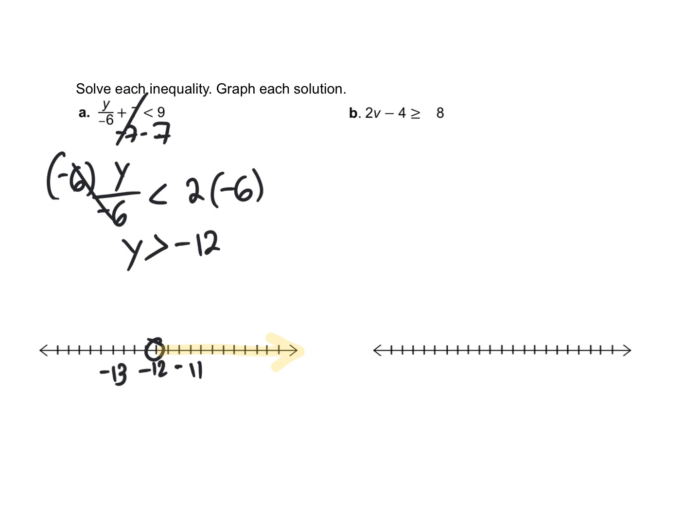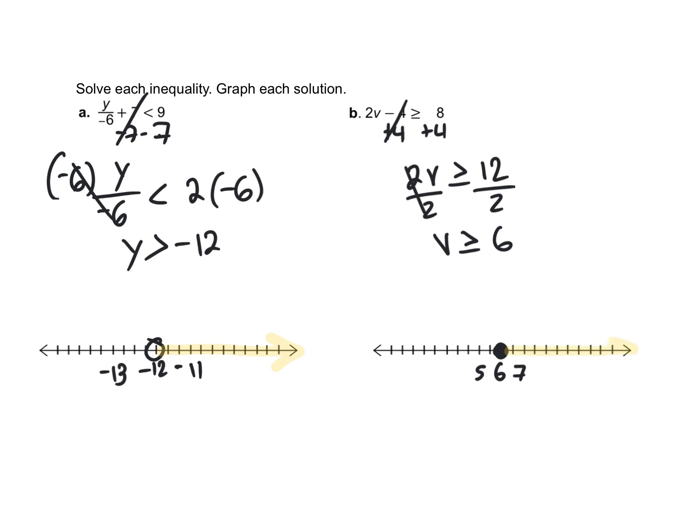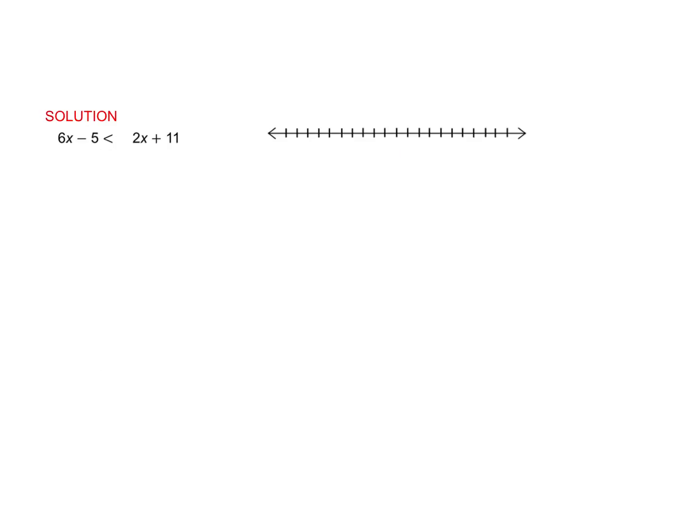Now for the second one, I'm going to go ahead and add the 4 on both sides, and I'm going to get 2v is greater than or equal to 12. I divide both sides by 2, and I get that v is greater than or equal to 6. And I'm just going to plop in 3 numbers. Again, it's a closed circle, and we're going to go to the right.